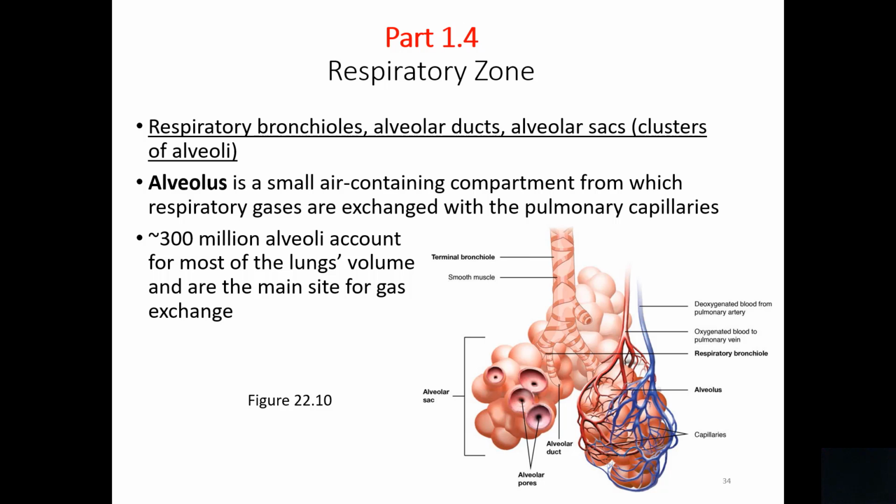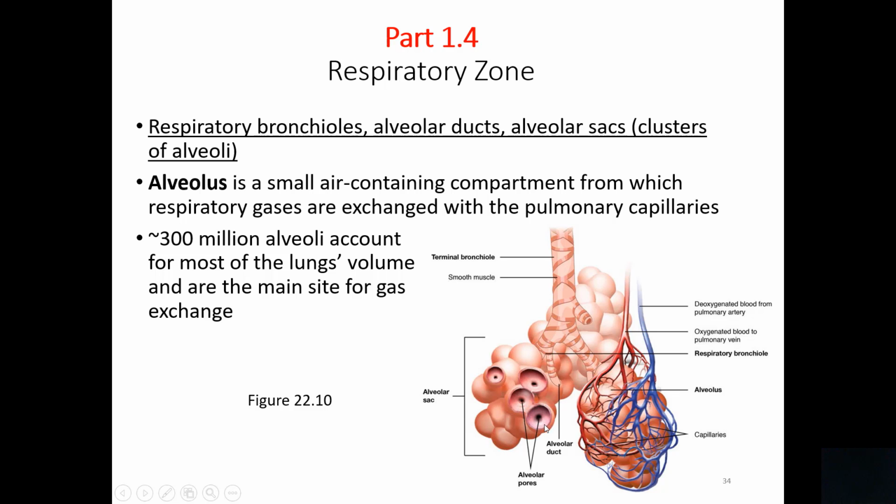Respiratory zone. Respiratory zone, it's where a gas exchange happens between blood vessels, tiny capillaries, and alveoli, lung structures. So, respiratory bronchioles are branches of our terminal bronchioles. Terminal bronchioles arrive to the lungs right here and branch into respiratory bronchioles. And they branch into even smaller structures, alveolar ducts. Alveolar ducts end with clusters of alveoli.